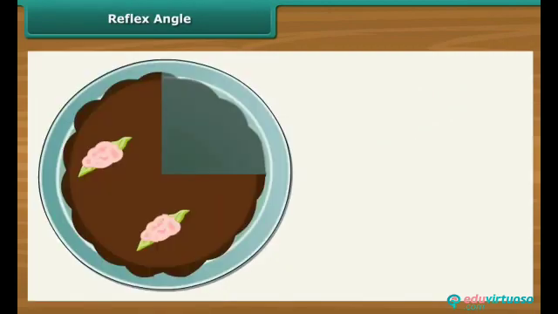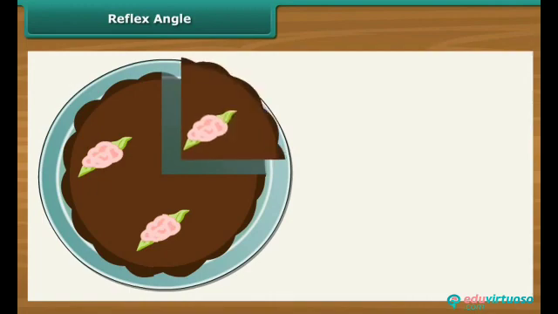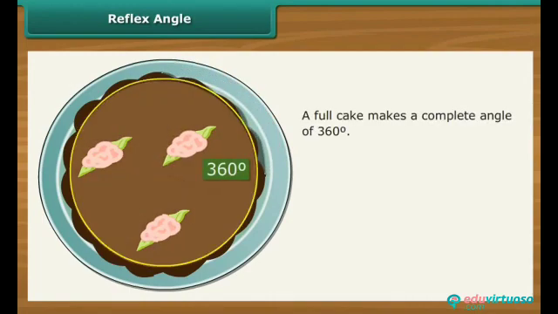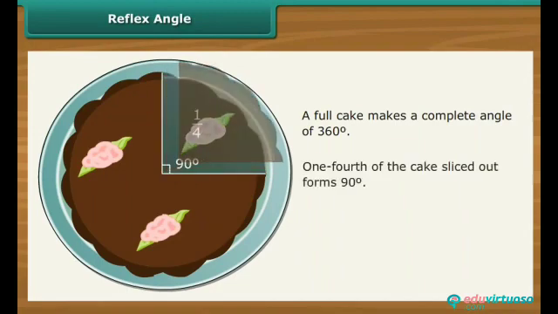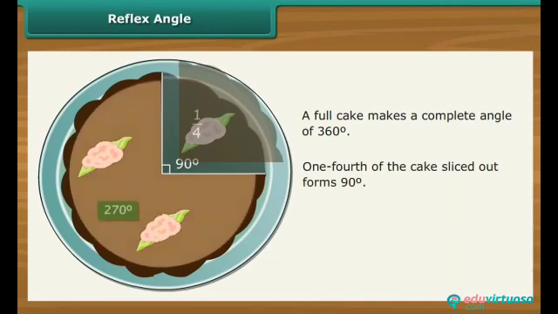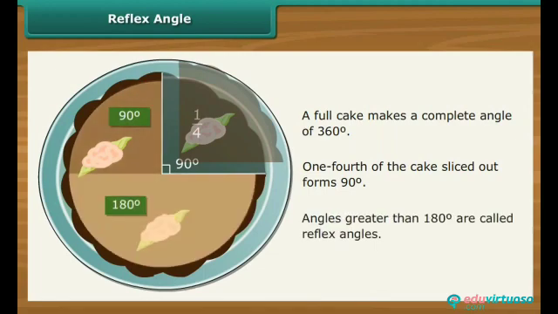Reflex angle. Look at this cake. 1/4 of it has been sliced out. A full cake makes a complete angle of 360 degrees. 1/4 of the cake sliced out forms 90 degree. The cake that remains forms 270 degree. Angles greater than 180 degree are called reflex angles.